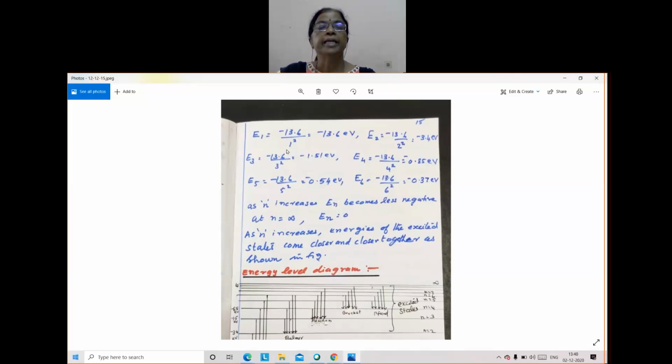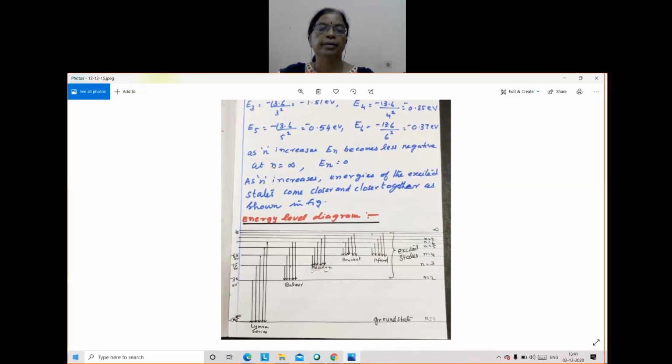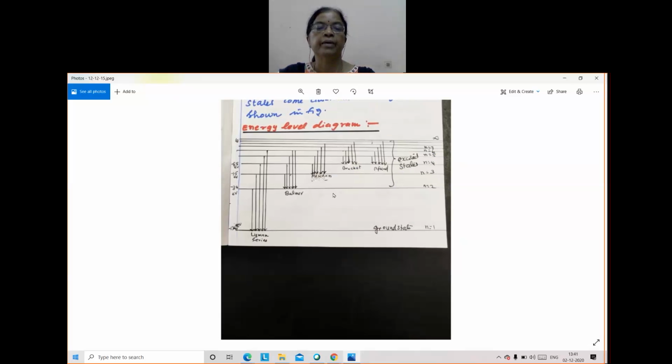Ground state energy E1 is minus 13.6 by 1 square, minus 13.6 eV. E2, first excited state, n equal to 2, minus 3.4. E3 is minus 13.6 by 3 square. That answer is minus 1.51. So like that you can calculate energy in different orbits. As n increases, energy becomes less negative. At infinity, energy becomes 0. And why is this energy negative? Because electrons are bound to the nucleus. That's why negative energy is there.